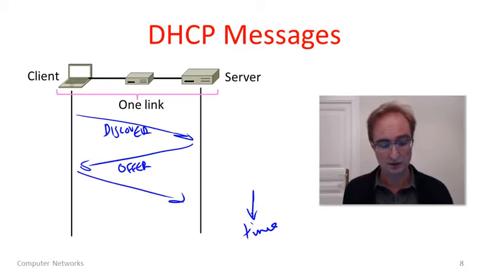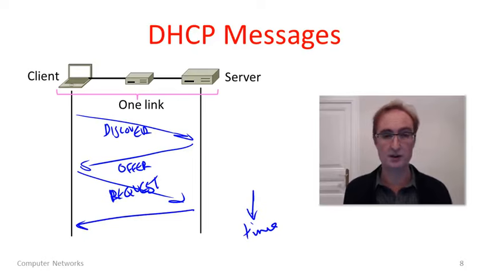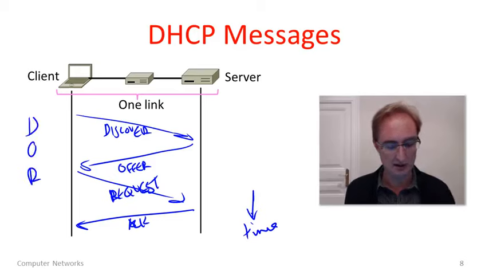If you want to use it, your host will then send a request saying, yes, I would like to take this particular address. And if that's okay, assuming it will be if you're picking the one that's just been offered to you, then the final step is that the DHCP server will send an ACK, an acknowledgement to say, okay, you've got it, now we're both clear on that. The acronym for remembering this is DORA, D-O-R-A.